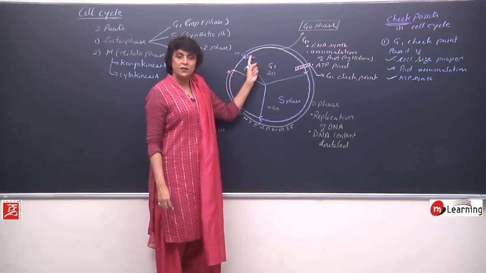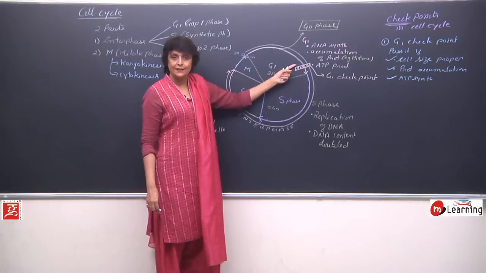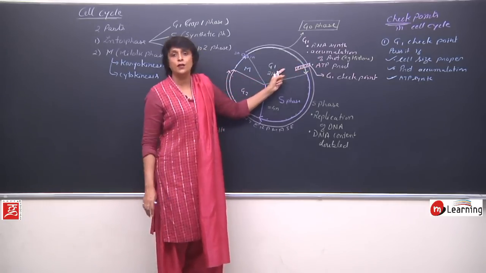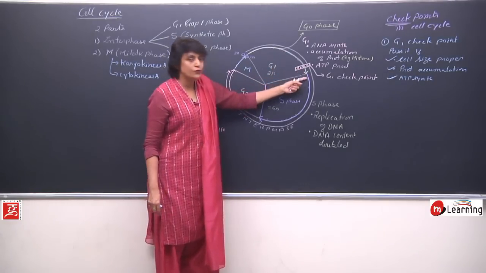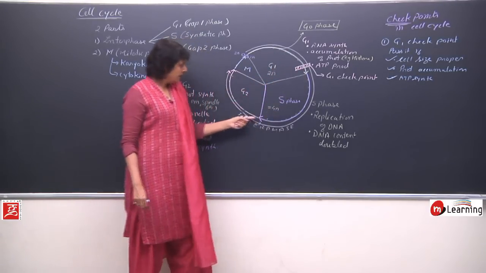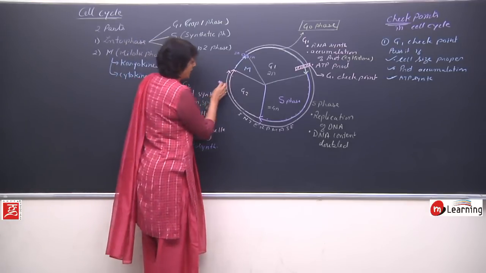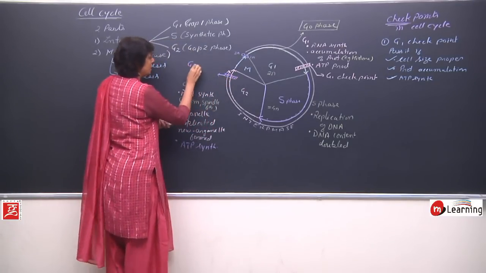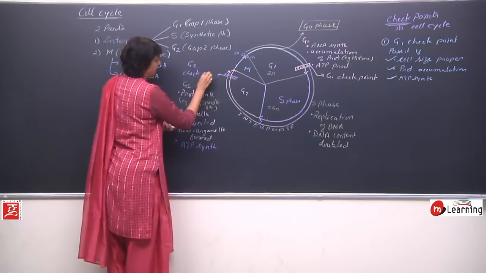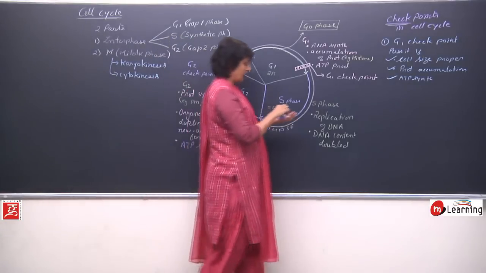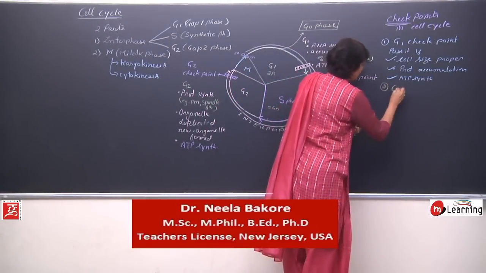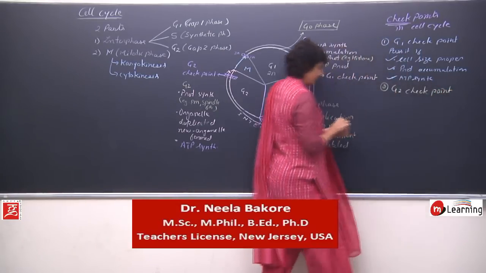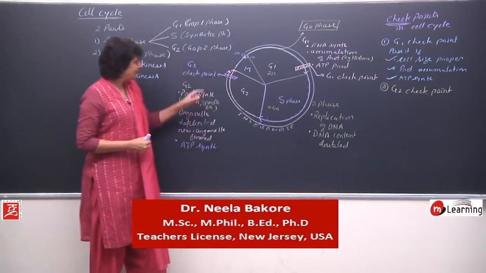So a cell starts from here, enters G1, towards the end there is a checkpoint. It is going to check whether the cell has done everything whatever is required. If yes, then the cell moves further, enters S phase. The second checkpoint comes towards the end of G2 phase. It is known as the G2 checkpoint. So the next, second checkpoint is the G2 checkpoint.